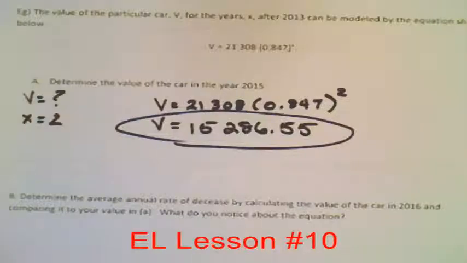21,308 times 0.847 to the power of 2. Work that out. This car, based on this model, is $15,286.55. Okay. Is that dead on? Do I have to be that accurate? No. But based on this model, that's what it's predicting. Is it actually going to be $15,286? Well, there's absolutely no way to know.